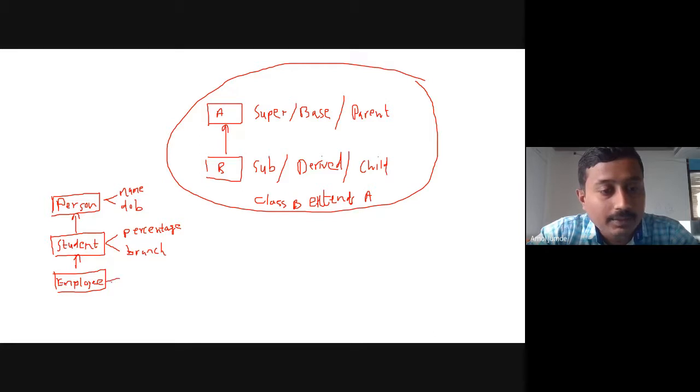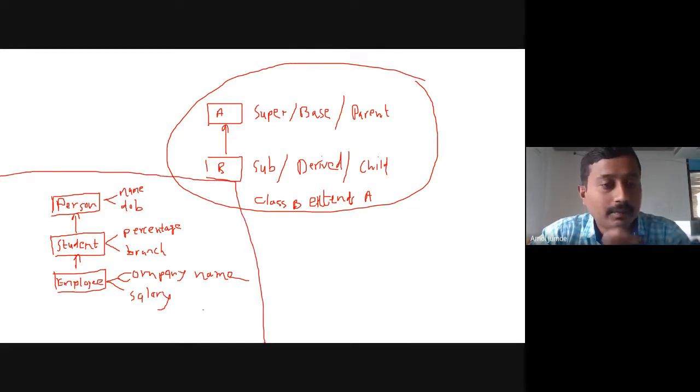Then employee. Employee will have a company name, in which company he is working, and he will have some salary. This is our aim. We want to implement this system. This is our example number 2 from inheritance. Take a screenshot.